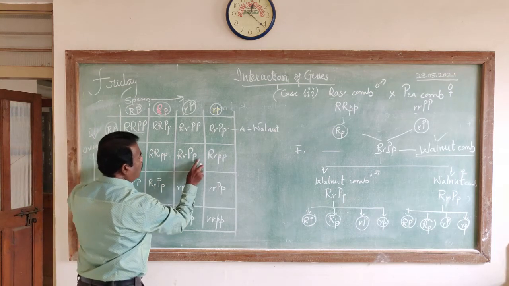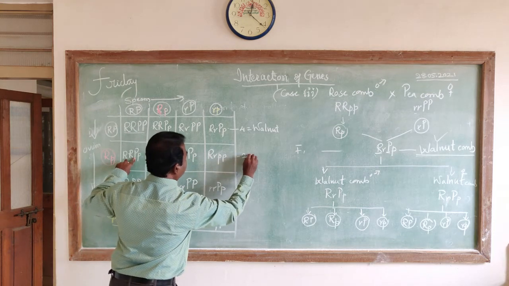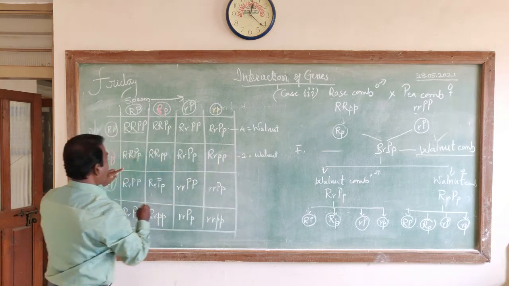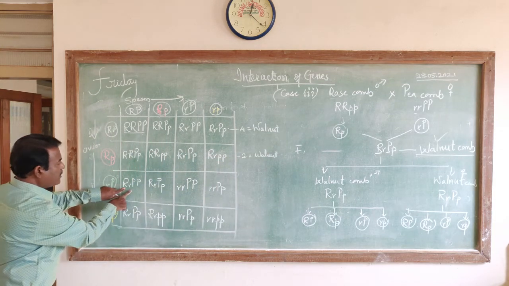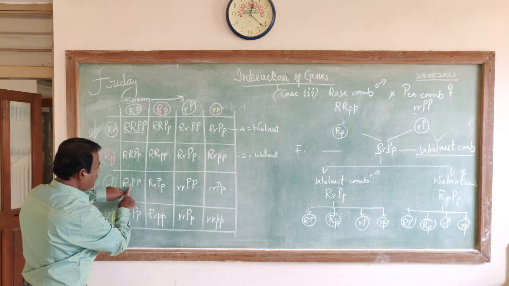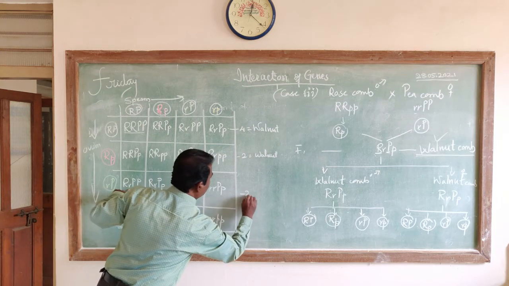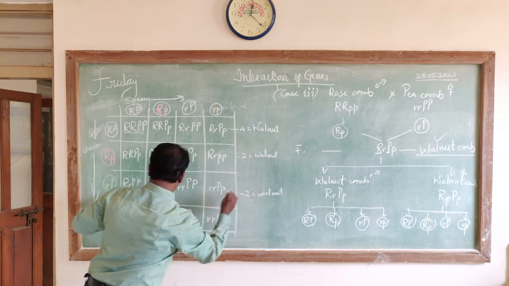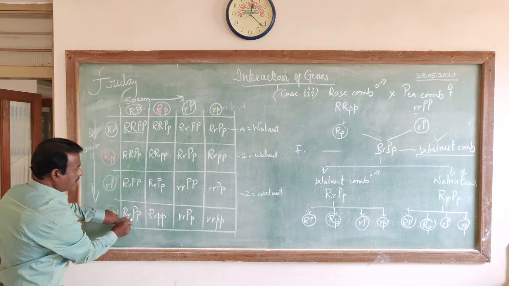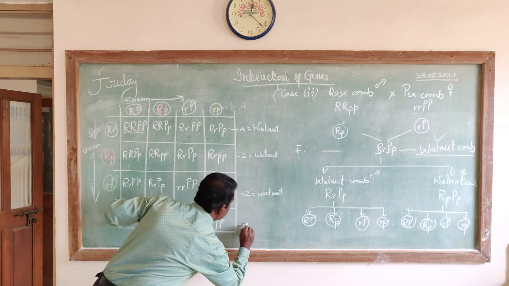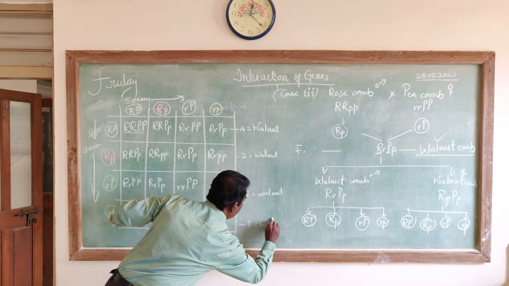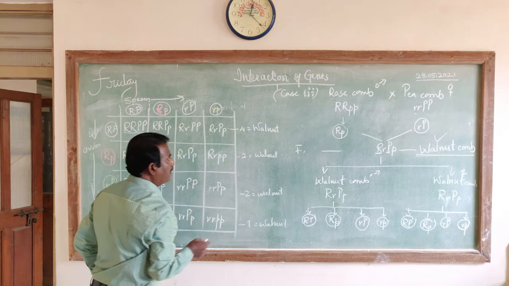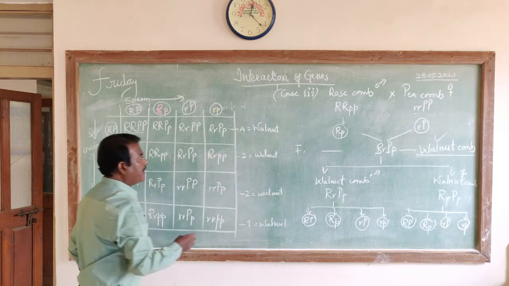In this row, how many? 2 walnuts. Then look at the third row, this is walnut, yes, only 2. Here also 2 walnuts. Then look at this row, this is walnut and this is walnut, and here is 1 walnut. Let us see the total: 4 + 2 is 6, + 2 + 1, so totally 9 walnuts.